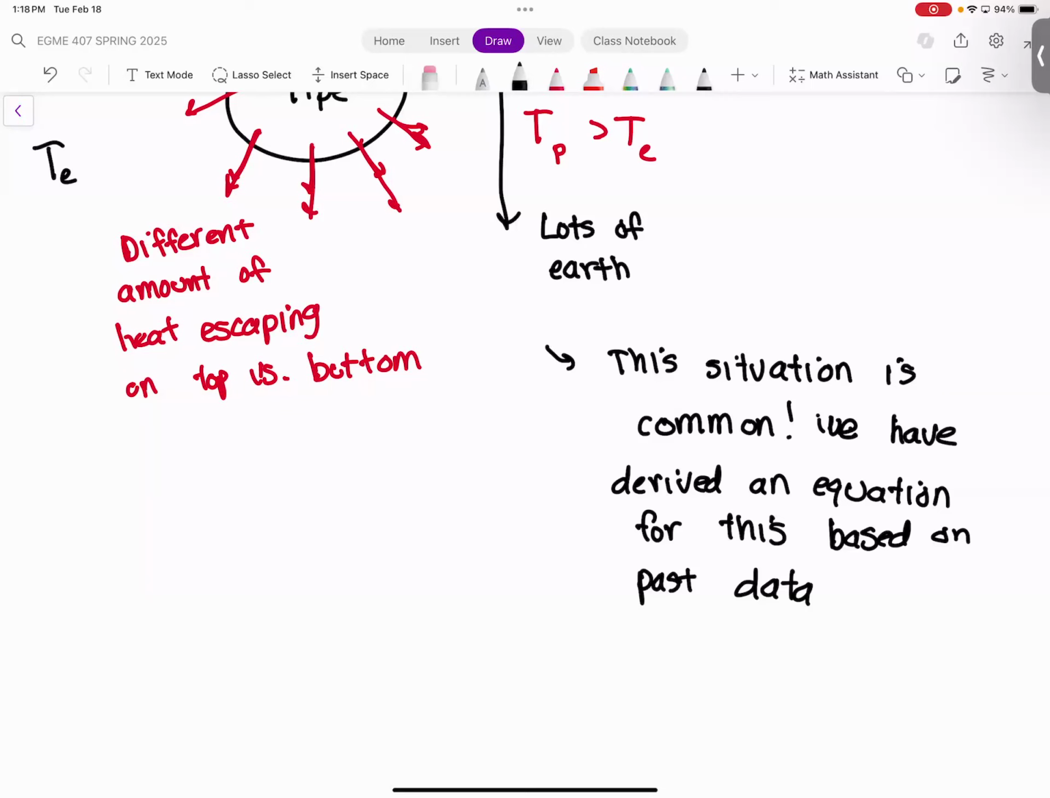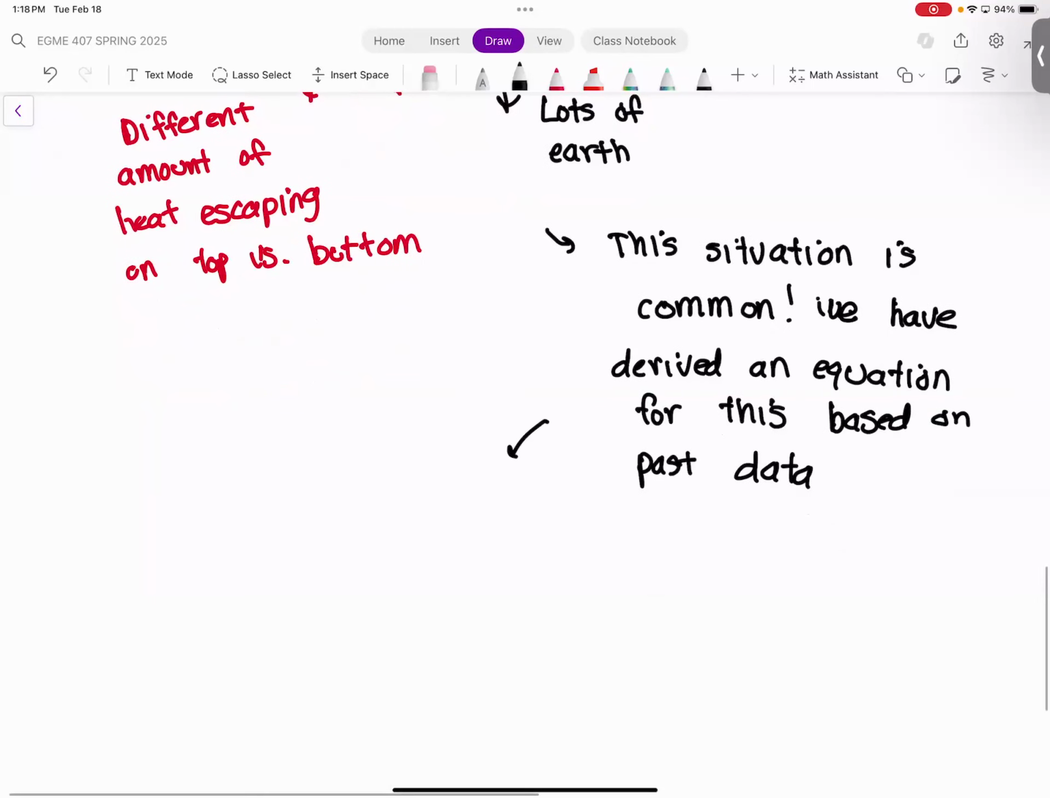the heat transfer from this is computed as the following. So we have Q is equal to delta T, so we have TP minus TE. That's the temperature difference between the pipe and the earth, multiplied by K, where this K right here is the thermal conductivity of the surrounding earth, of the dirt.